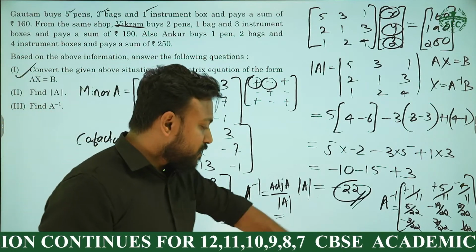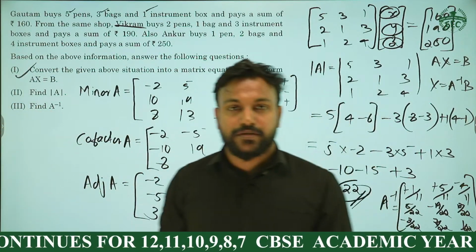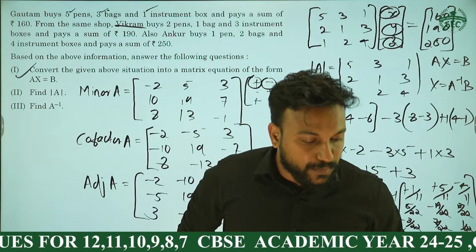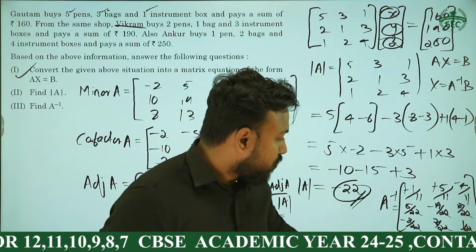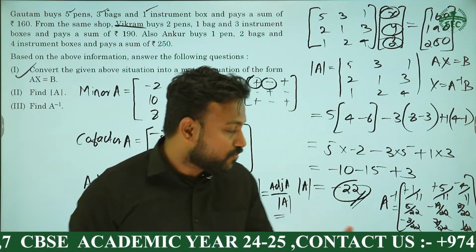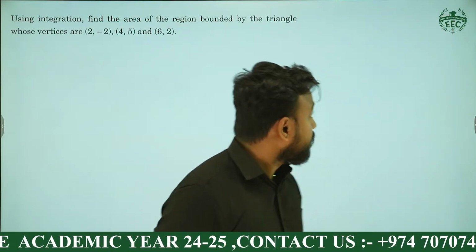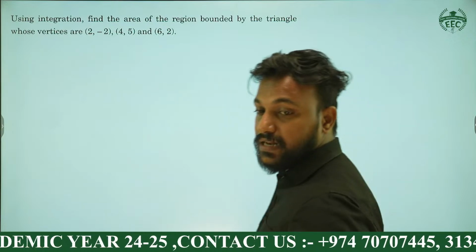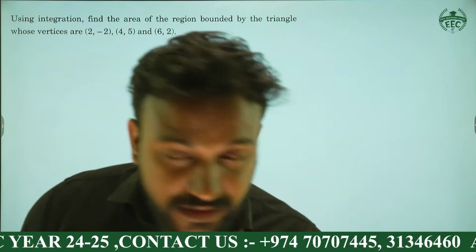Okay, I'm moving to the next question because the next chapter, probability, needs to be explained a little bit. Matrices and determinants are very simple chapters, so we can move to the next question. The last question actually. Wait a minute guys.